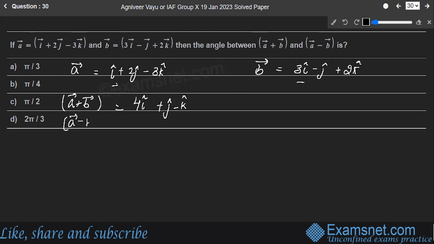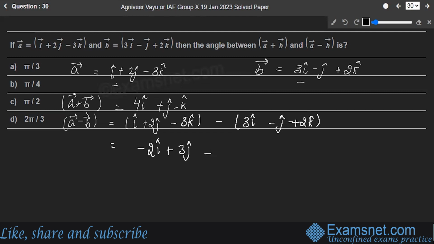Similarly, the A vector minus B vector will be given by, I'll write it to avoid any confusion, i plus 2j minus 3k minus 3i minus j plus 2k vector, right? And on opening, this will be i minus 3i, which is minus 2i, plus 2j plus j plus 3j, and minus 3k minus 2k is minus 5k. Now you have to find the angle between them. To find the angle, first of all, let's find their magnitude.